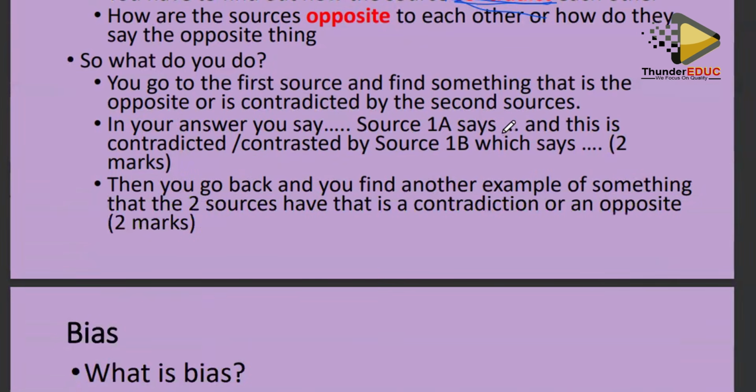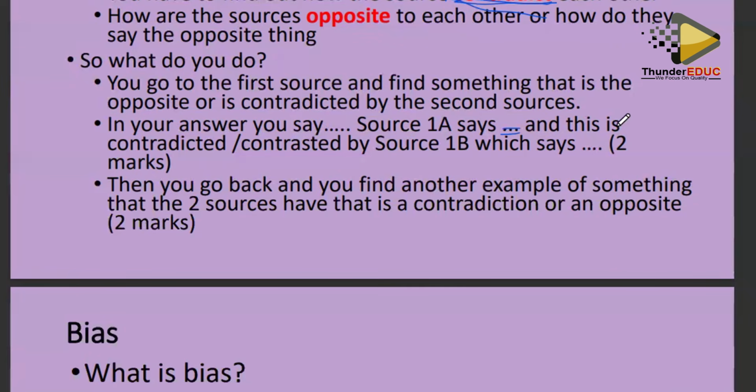source 1a says this. Source 1a says people in East Berlin were very contented with their life. They were having jobs. And this is contradicted, or this is contrasted by source 1b, which says there was very high unemployment in East Berlin. You have answered the question. You have addressed the effect of employment in both the sources. One is saying people were having jobs, and the other one is saying there was very high unemployment. Those two sources are disagreeing with each other.